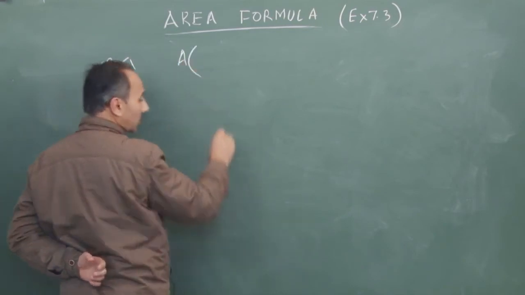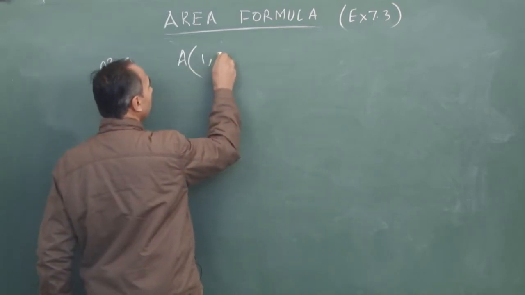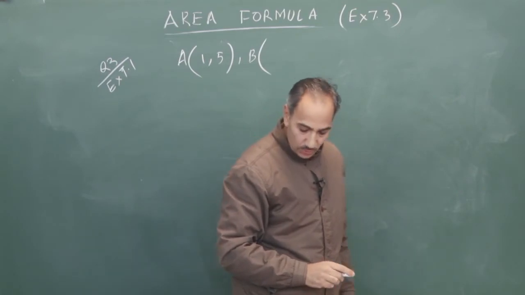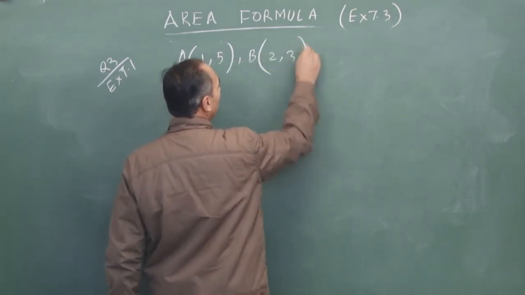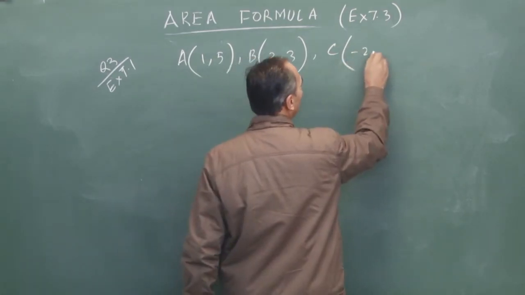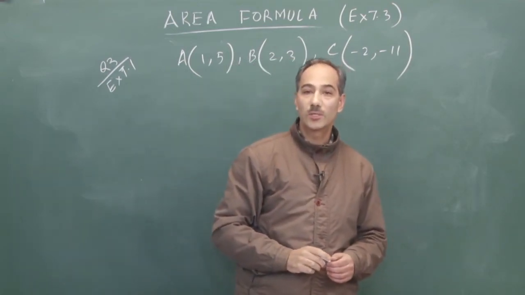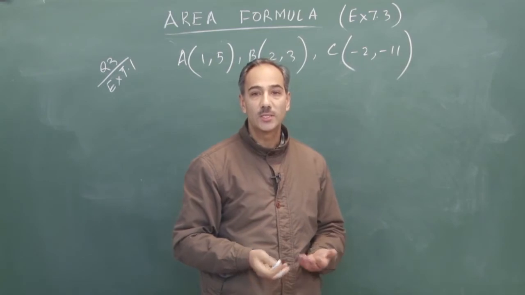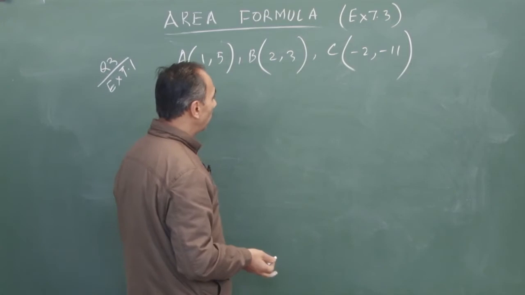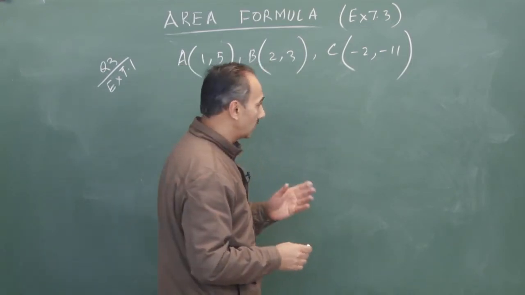What are the 3 points? Points are A (1, 5), B (2, 3), and C (-2, -11). So you don't have to prove that these 3 points are collinear. You have to determine if these points are collinear. They can be collinear or they can be non-collinear. Whenever a question is based on collinearity, I recommend using the area formula because that's quite convenient.